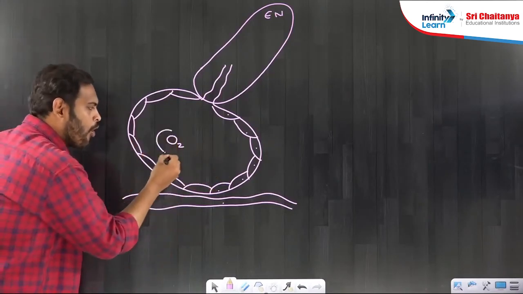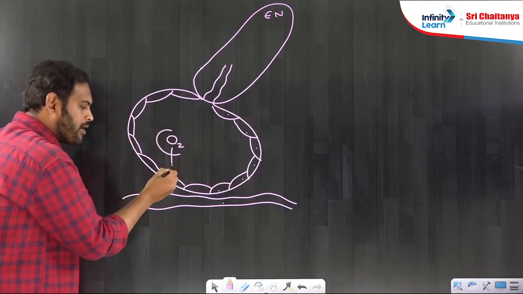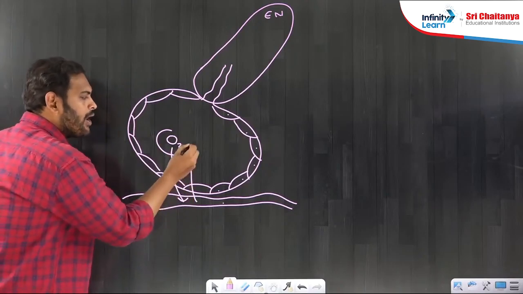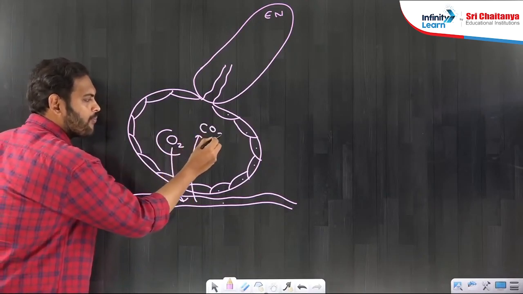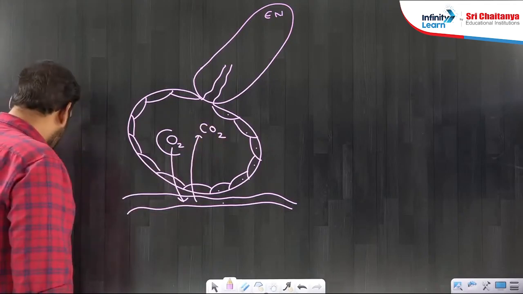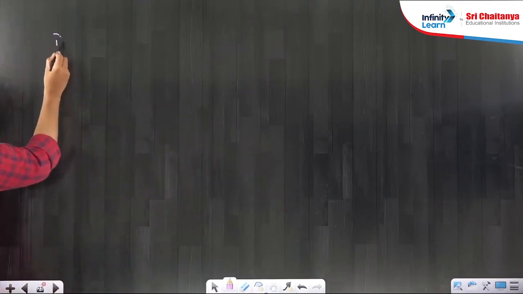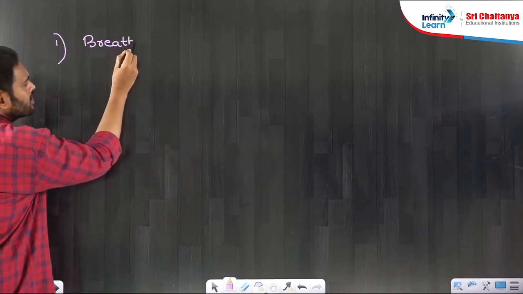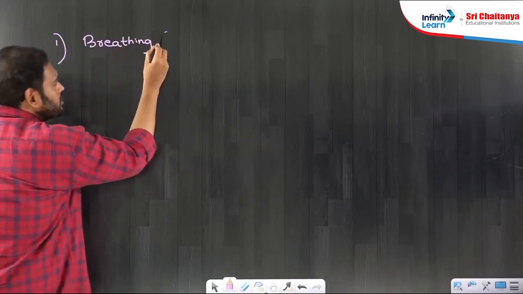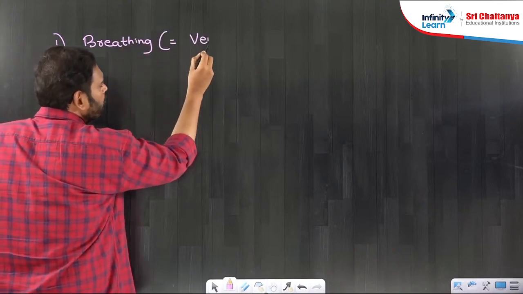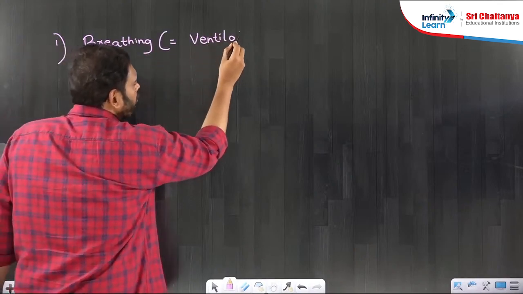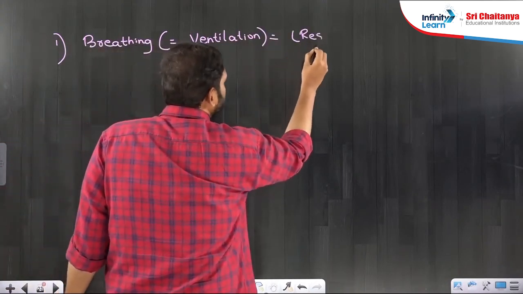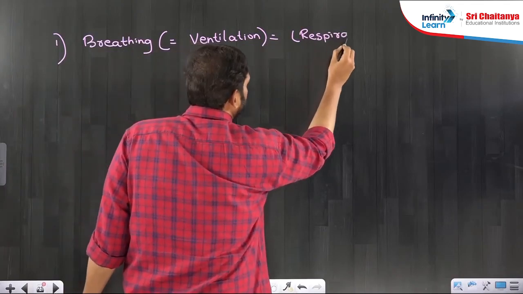Now from here, oxygen will be taken up by blood. In exchange, blood will give out carbon dioxide into alveoli. So, the first part of respiration, the breathing process. Guys, breathing, you can say this. Breathing is synonymous to ventilation, which is also synonymous to respiration. You can use these three terms synonymously, simultaneously. No issues with this.